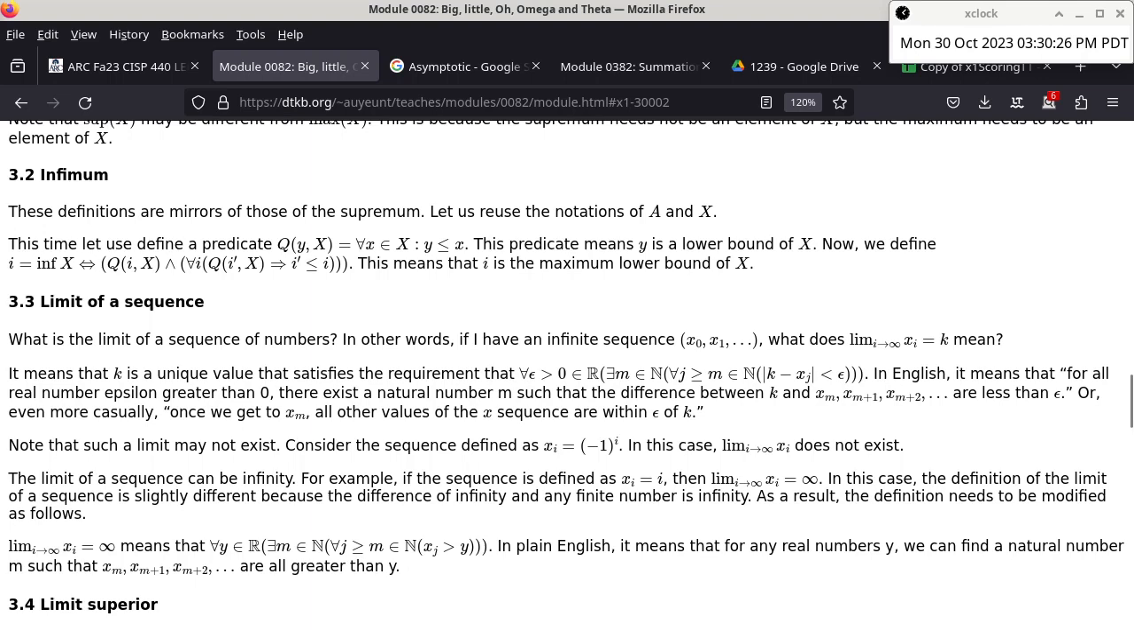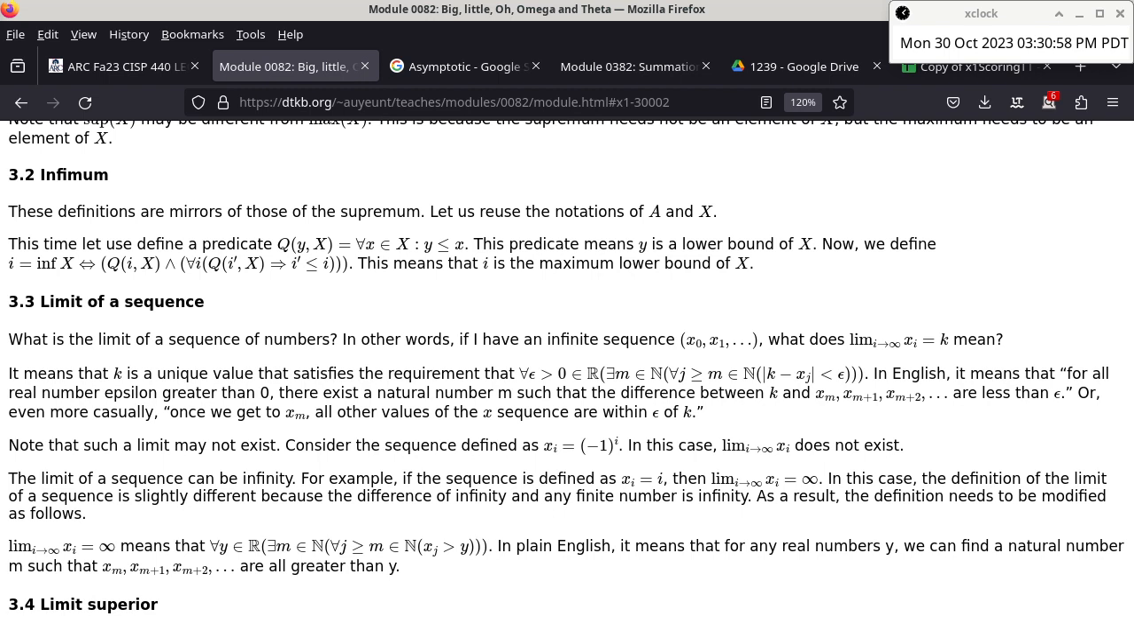So we go back to the notes here, okay? It's basically talking about the same thing, but then there are certain things where the limit does not exist. So this is one of those examples. If I define x of i to be negative 1 to the power of i, then the limit does not exist. What does it mean when the limit does not exist? It means I cannot make this entire thing true anymore.